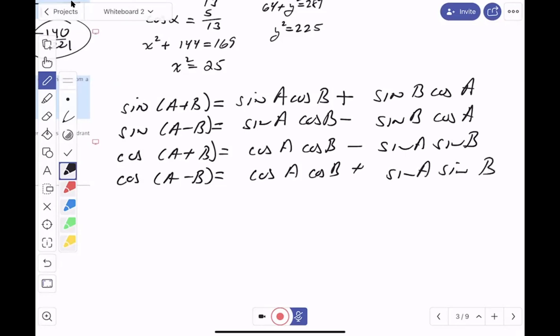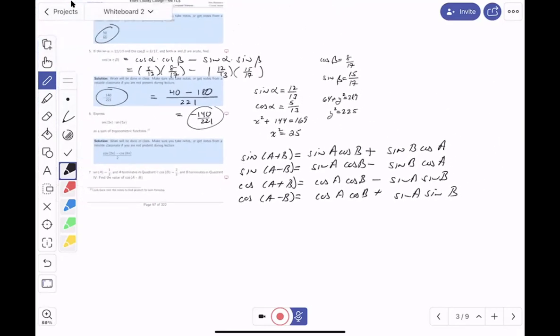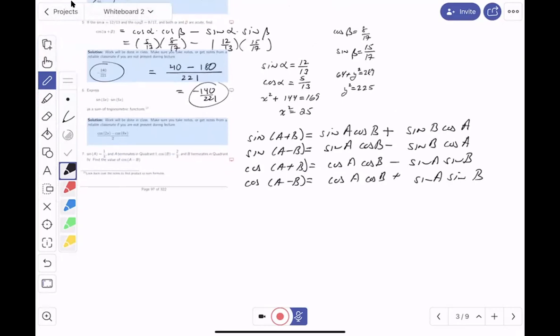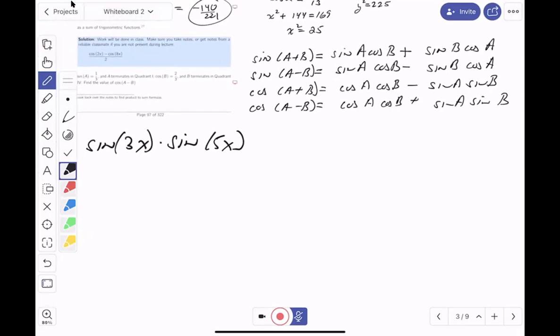Now, why do you need to write those down? You don't. What you need to understand is there's something to do with the problem. And I'm looking at this thing. I'm really looking at sine 3x times the sine of 5x. So my goal is they want to express this as a sum. So I need to find products. And I want to write it as a sum.